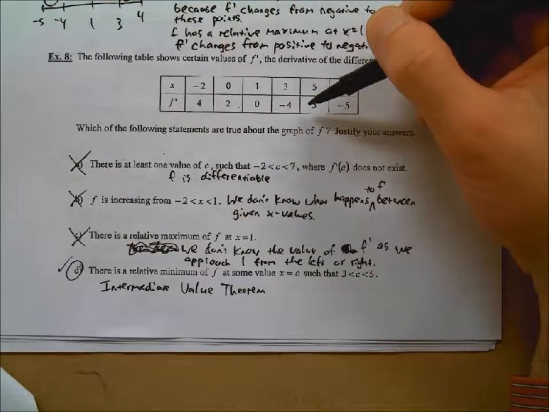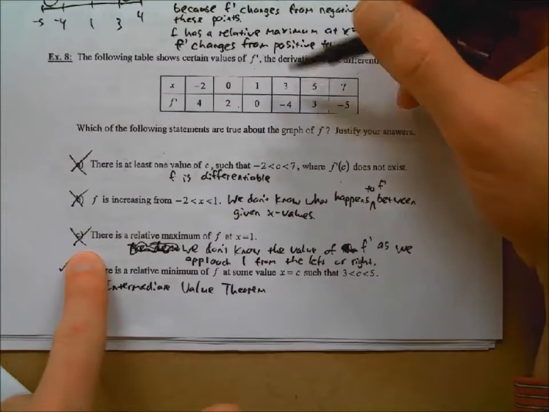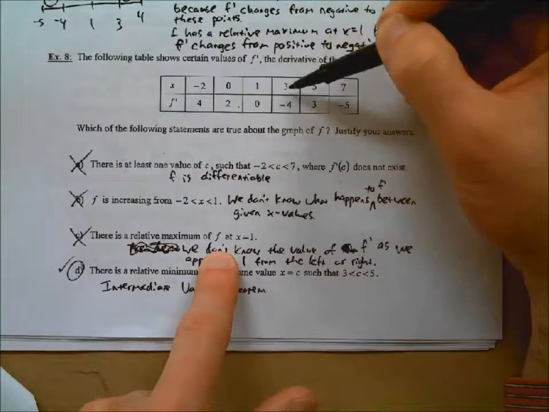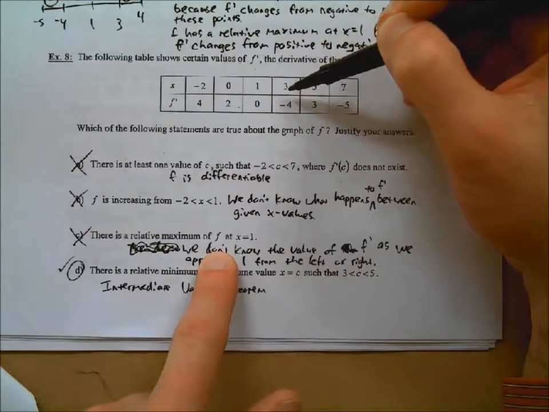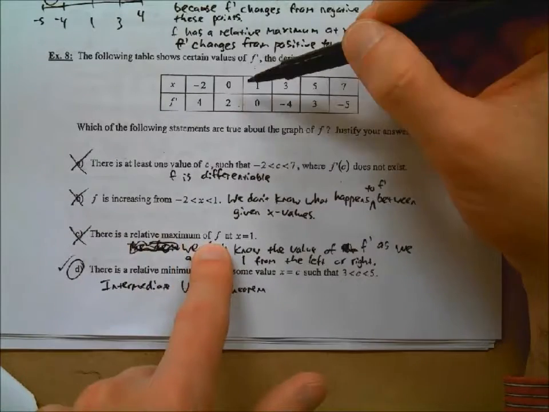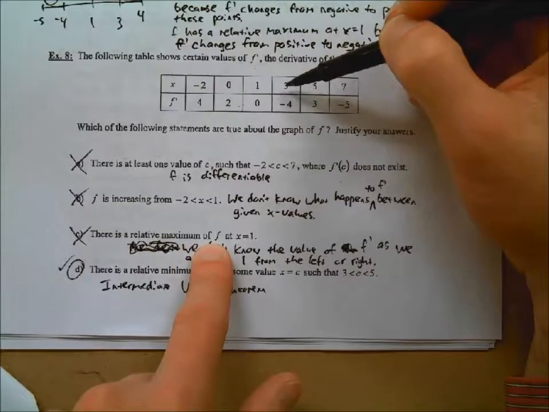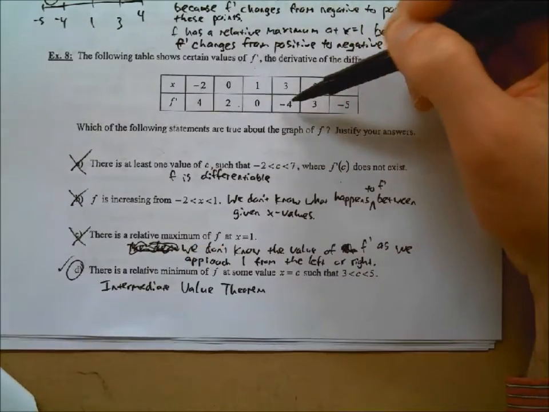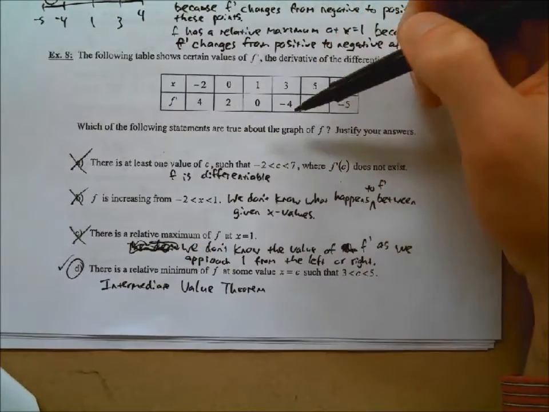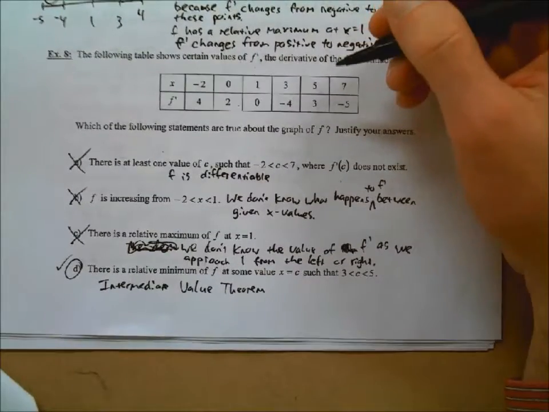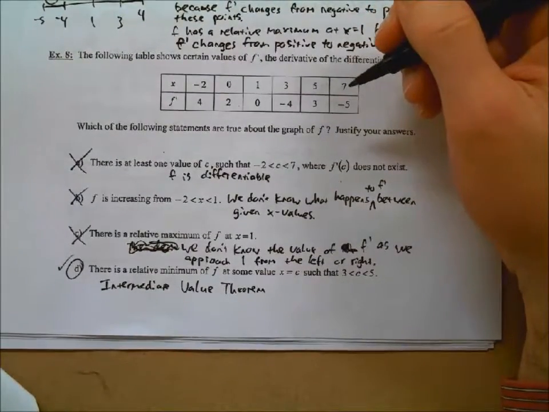In a similar sense, if we adjusted letter C and say there is a relative maximum of f between 0 and 3, then that would be true, okay? So if we said for letter C, there is a relative maximum of f between x equals 0 and x equals 3, that would be true because we're changing from a positive first derivative to a negative first derivative. Therefore, the function is changing from increasing to decreasing. So we would have it between the 0 and 3 there, but we can't say exactly where. Saying it's at 1, that's not quite enough. We don't have enough information to say that.